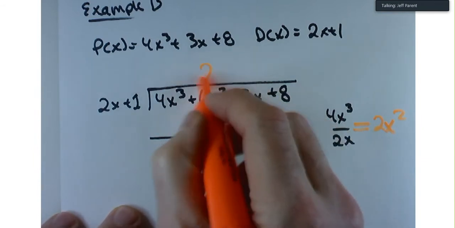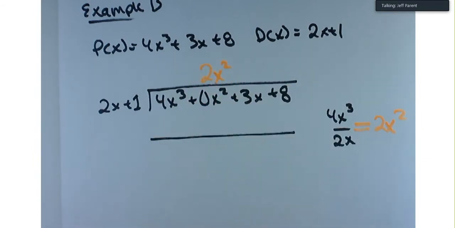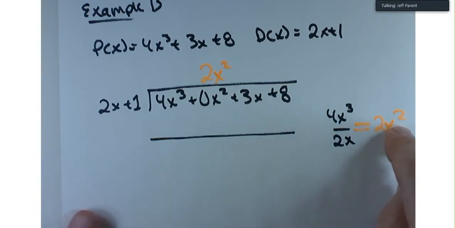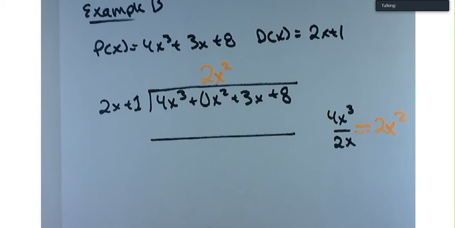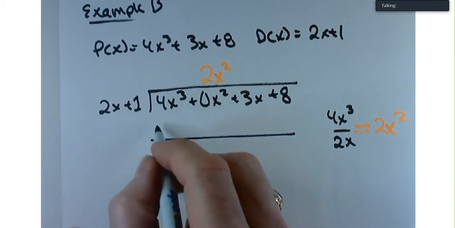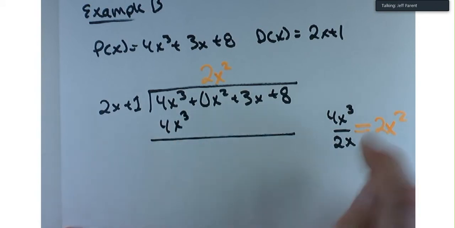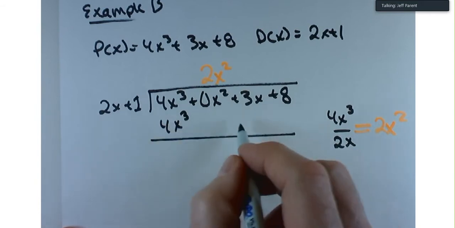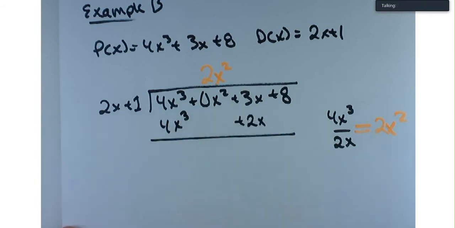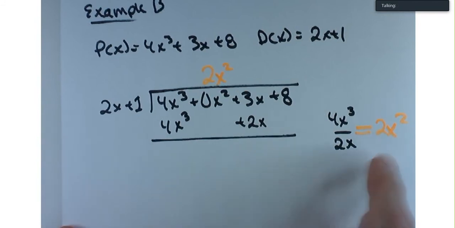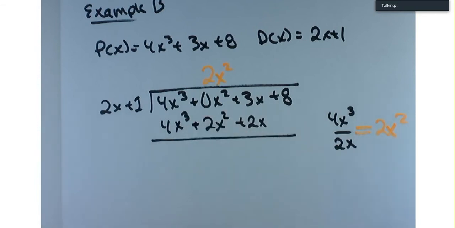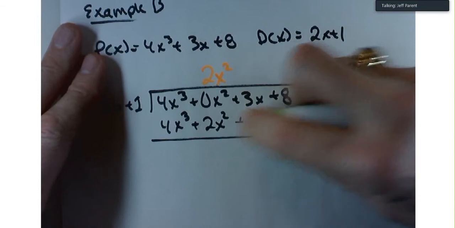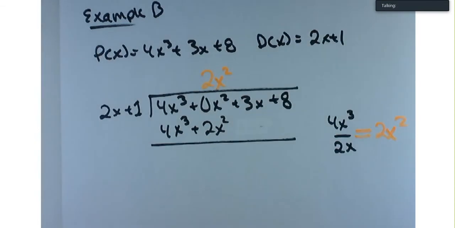So let's write that right over here, 2x squared. And then 2x squared times both of these terms. So you've got to distribute that. 4x cubed plus 2x squared. All right, so 4x cubed plus 2x squared. How about if I put that here then? And this term never happened. There we go.